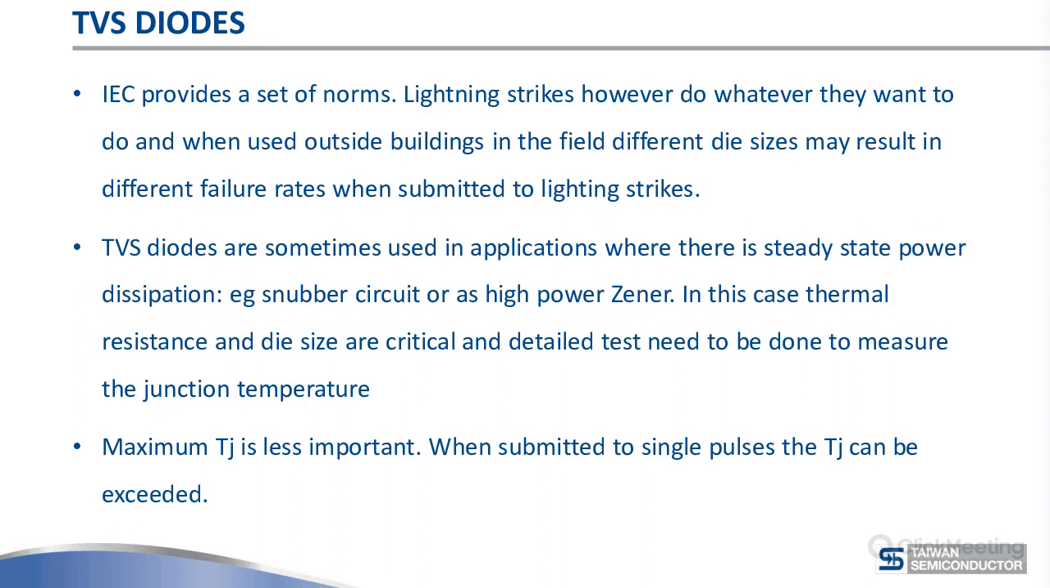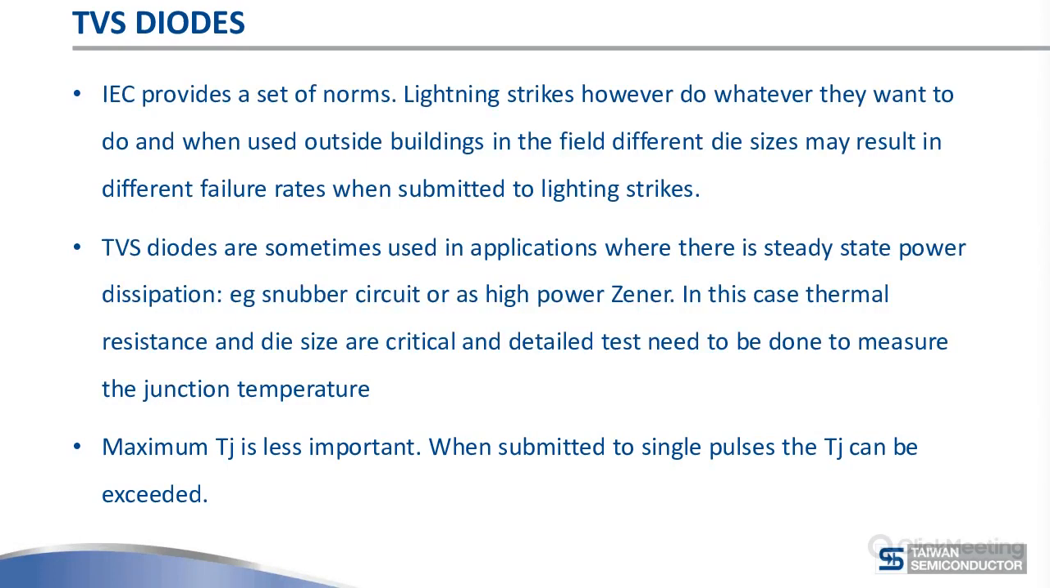So what issues can you get with a transient voltage suppressor? First of all, the lightning strike does whatever it wants to. You can norm it, but it can still contain much more energy. The norm covers only 99% plus of all lightning strikes, but some of them can be slightly more powerful. This is something you'll see when you use the device externally in industrial applications.